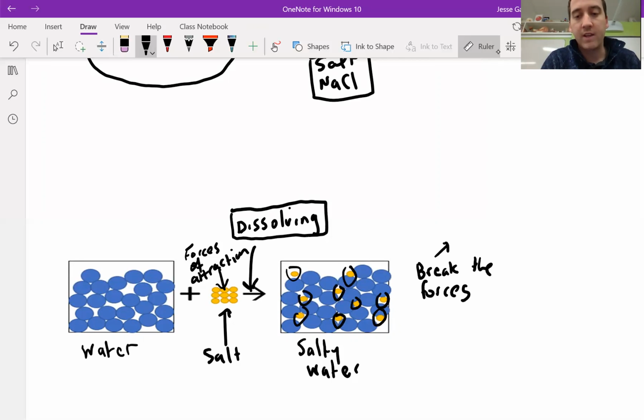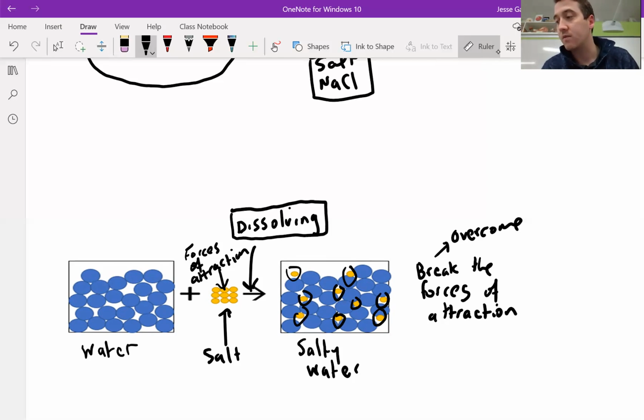Another way of saying break is overcome. Break or overcome the forces of attraction. This lets them spread out and mix with the water. So it breaks the forces of attraction. That's what happens when we mix a substance with water and it dissolves. We break the forces of attraction.